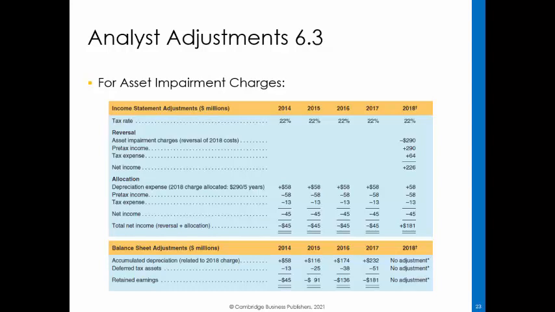The prior year's balance sheets for 2014 through 2017 would be adjusted for the asset impairment charges, but the 2018 balance sheet would not require adjustment since the amounts are cumulative.